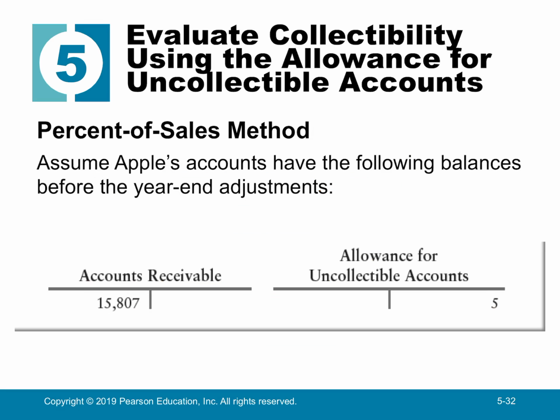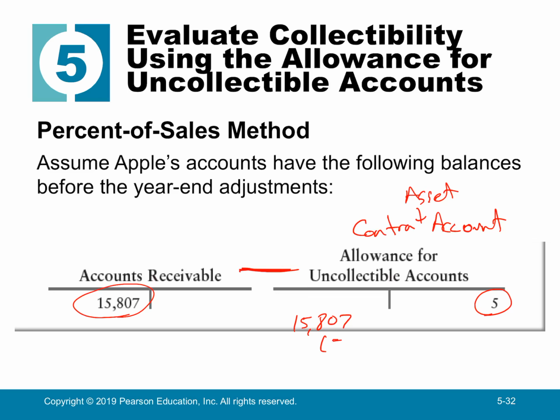So let's start with the percent of sales method. Let's look at a balance sheet before we make any adjustments for year end. Here are the balances. We have our accounts receivable, a debit balance of 15,807, and we have our allowance for uncollectible accounts, a credit of 5. So again, this is the contra asset account, and these are connected, because on our balance sheet, we're going to do 15,807 less 5 equals 15,802.